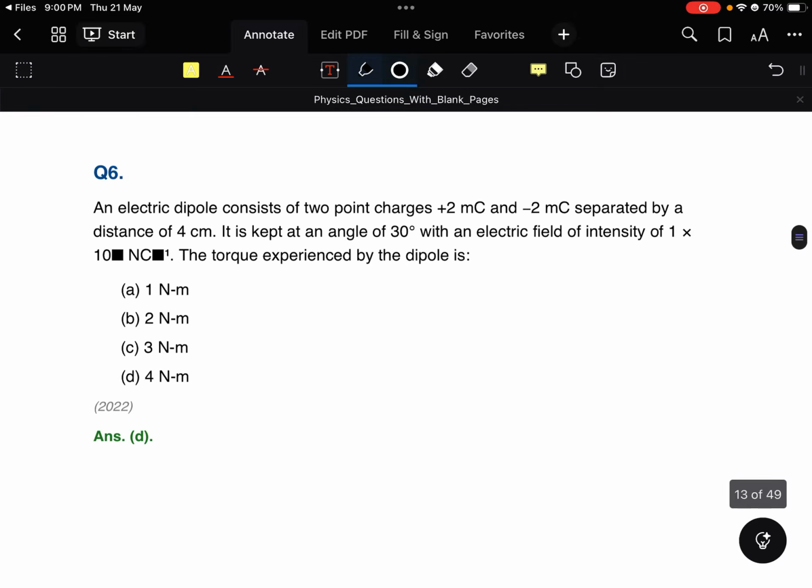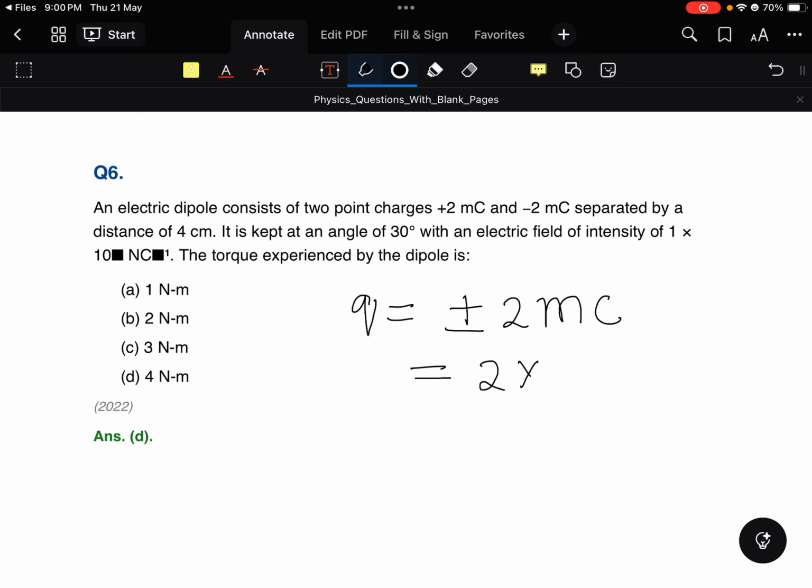See the next question. Question number 6. An electric dipole consists of two charges, plus 2 microcoulomb and minus 2 microcoulomb. Means what is Q? This is plus minus 2 microcoulomb. So here only the value is required for our calculation. So 2 into 10 power minus 3 millicoulomb. M means millicoulomb. I am solving with millicoulomb. And millicoulomb is 10 power minus 3.